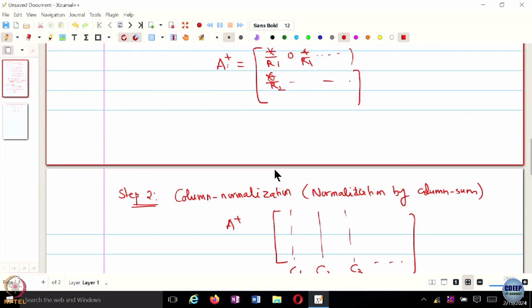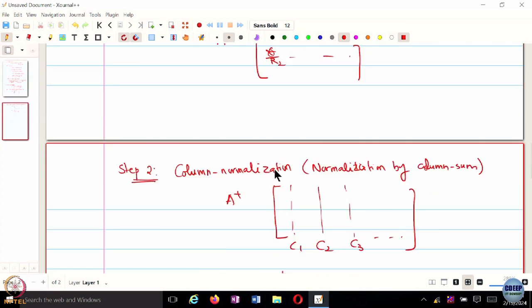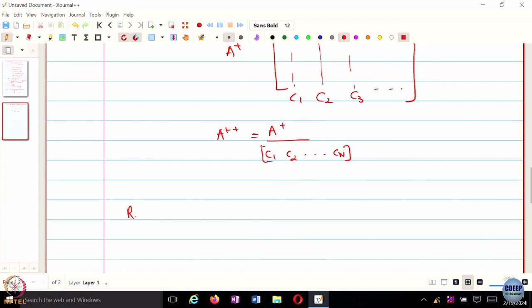But it turns out that if you keep repeating this process, making it row stochastic followed by column stochastic, row stochastic, column stochastic, multiple times, then for a non-negative matrix it will eventually converge to a doubly stochastic matrix. So this is what Sinkhorn-Knopp's algorithm is. We repeat steps 1 and 2 until convergence, and this basically gives you a doubly stochastic matrix.